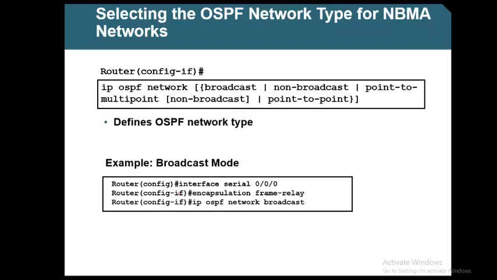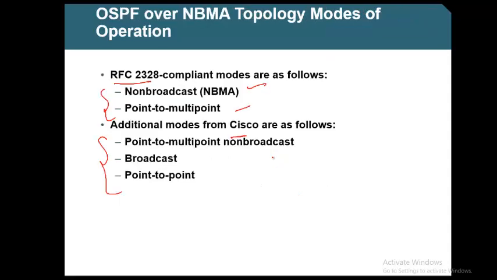This is the command to configure frame relay, and this is the command to change the mode: ip ospf network type. If you don't like non-broadcast, which is the default on a frame relay interface, if you want to make the serial link behave as if it is in a broadcast environment.